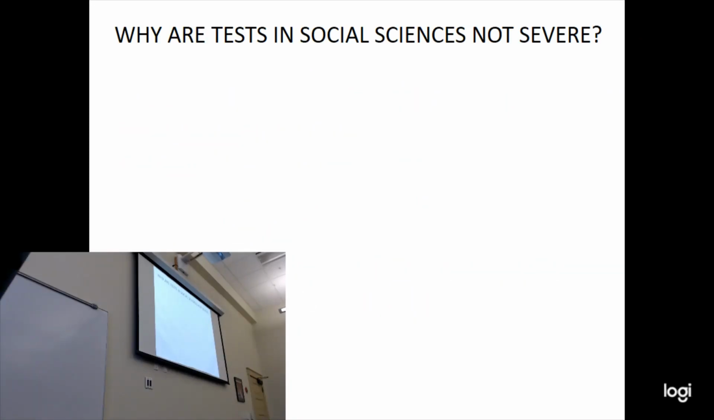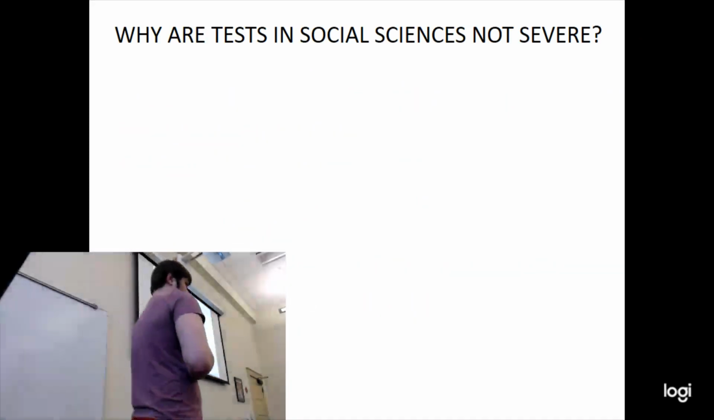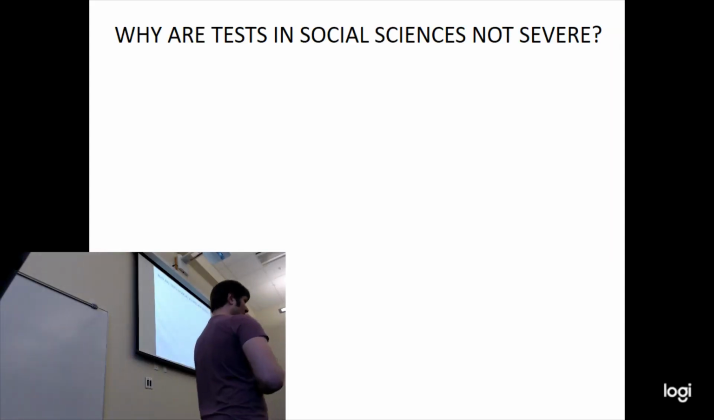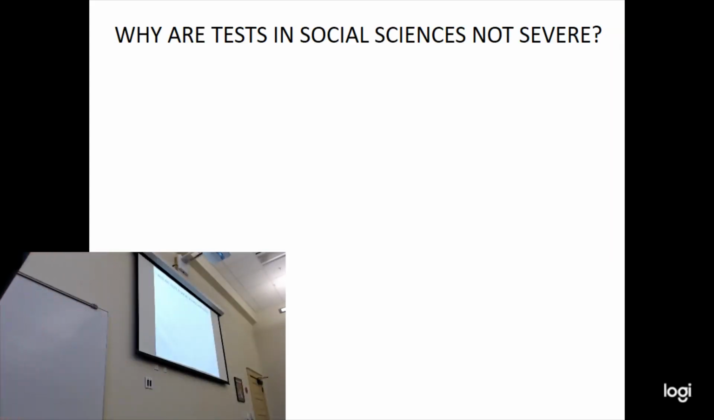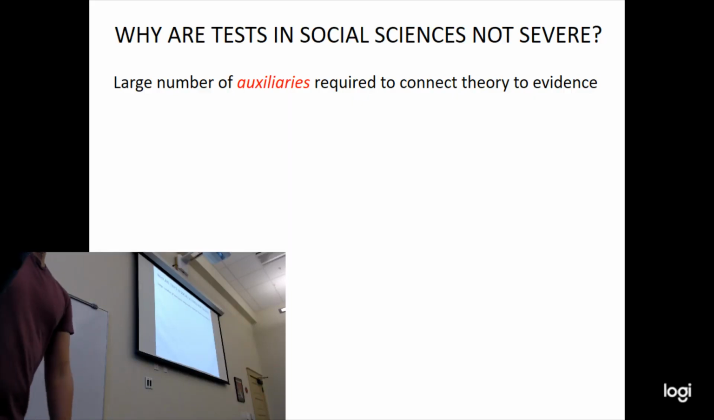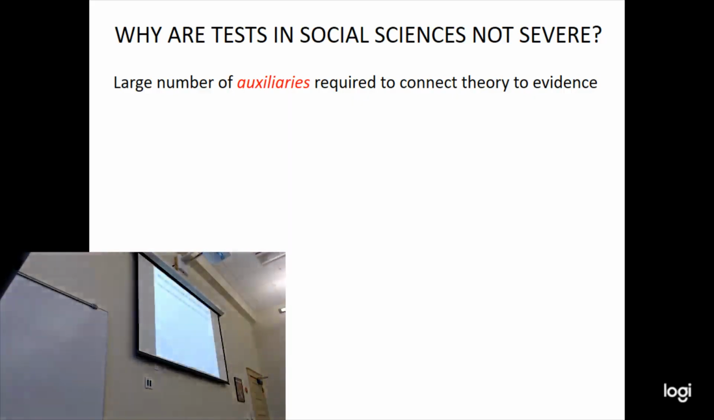So going back to the question I started with, why is it hard to do severe tests in the social sciences? One possible answer is that social science theories generally require a lot of auxiliaries to connect the hardcore to a specific hypothesis and then to connect a specific hypothesis to a way of testing. And that structure means it can be really hard to figure out a way to really put that hypothesis or that theory at risk.